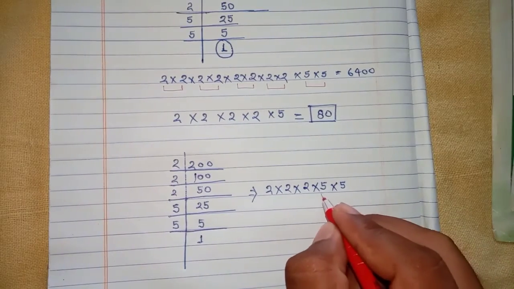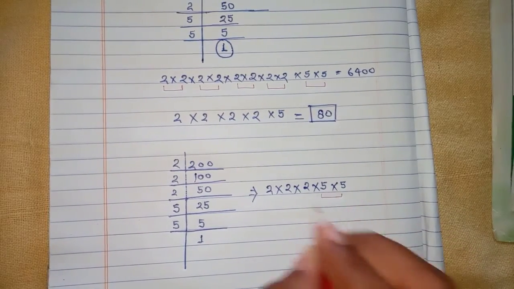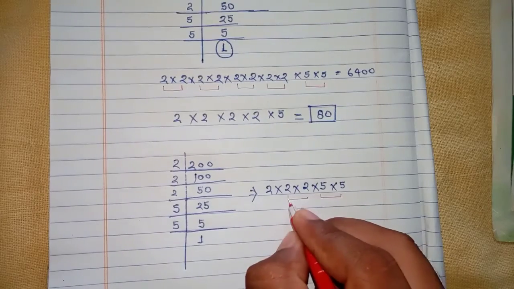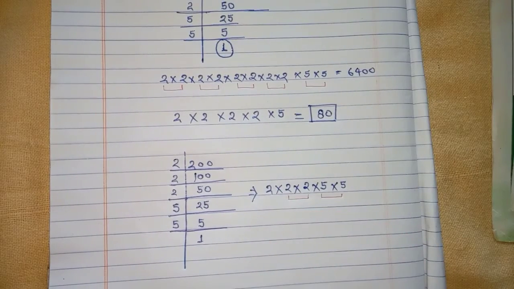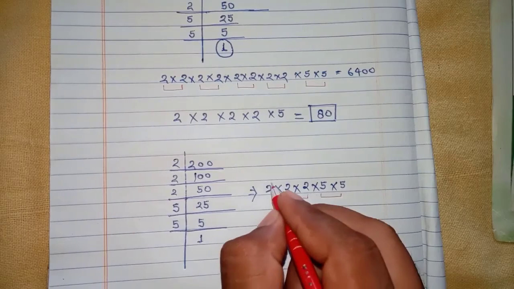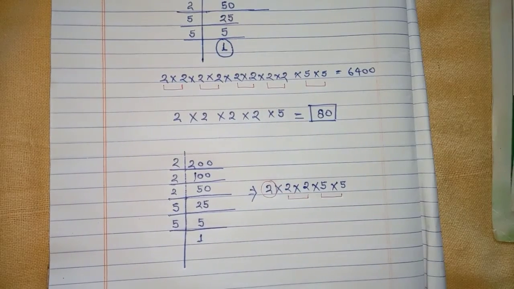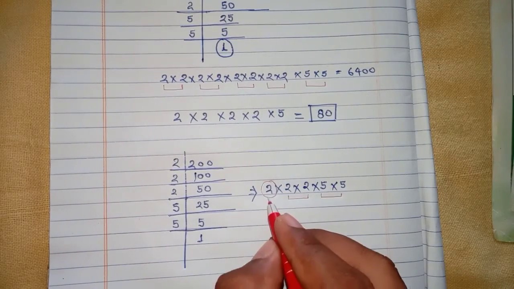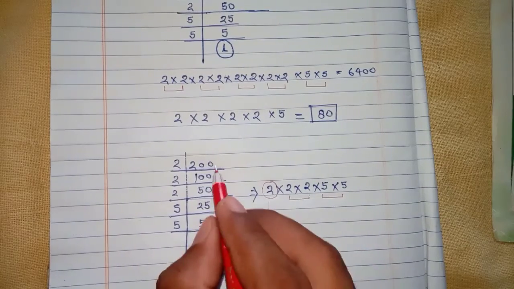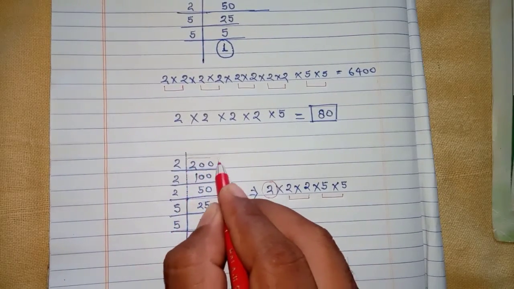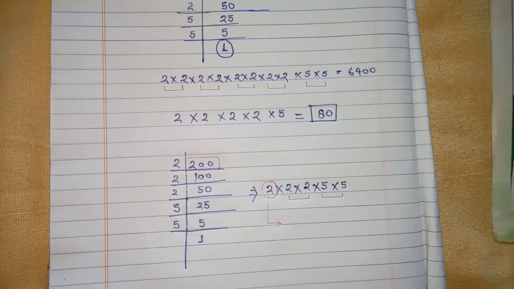here, you have 5 and 5 first pair, you have 2 and 2 your second pair, but one number which is 2 is unpaired, and it says that the number 200 is not a perfect square. So what if we divide this number by 2 or multiply this number by 2?